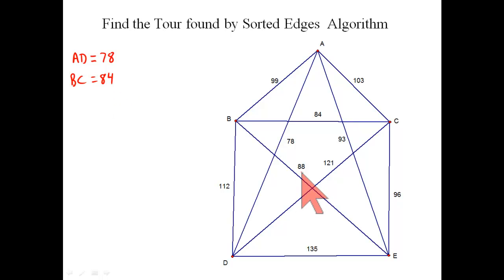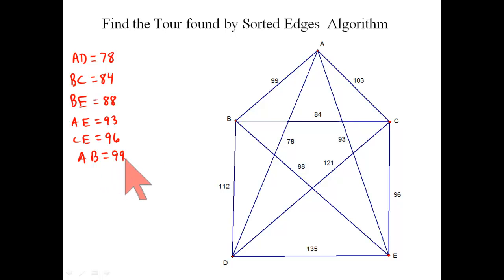Then there's an 88. That's BE. There's a 93, that's AE. There's a 96, that's CE. There's a 99, that's AB. There's a 103, that's AC. And by the way, CA, AC are the same edge. I don't care which way you would list that.